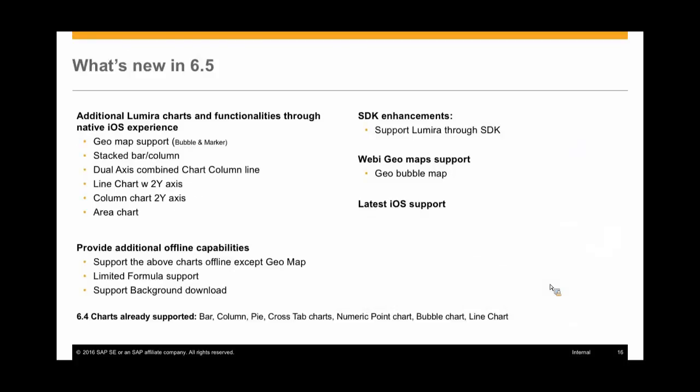So in 6.5, our main theme was adding more native visualization on the mobile for Lumira. So we added stacked bar and column, dual axis combined chart, line chart with 2 y-axis, column chart with 2 y-axis, and area chart. So 6.4, which was released like 8 to 9 months back, we had already provided bar, column, pie, cross tab, numeric point, and line chart, which are more commonly used visualizations. With 6.5, which got released in December last year, we added more visualizations to the native support.